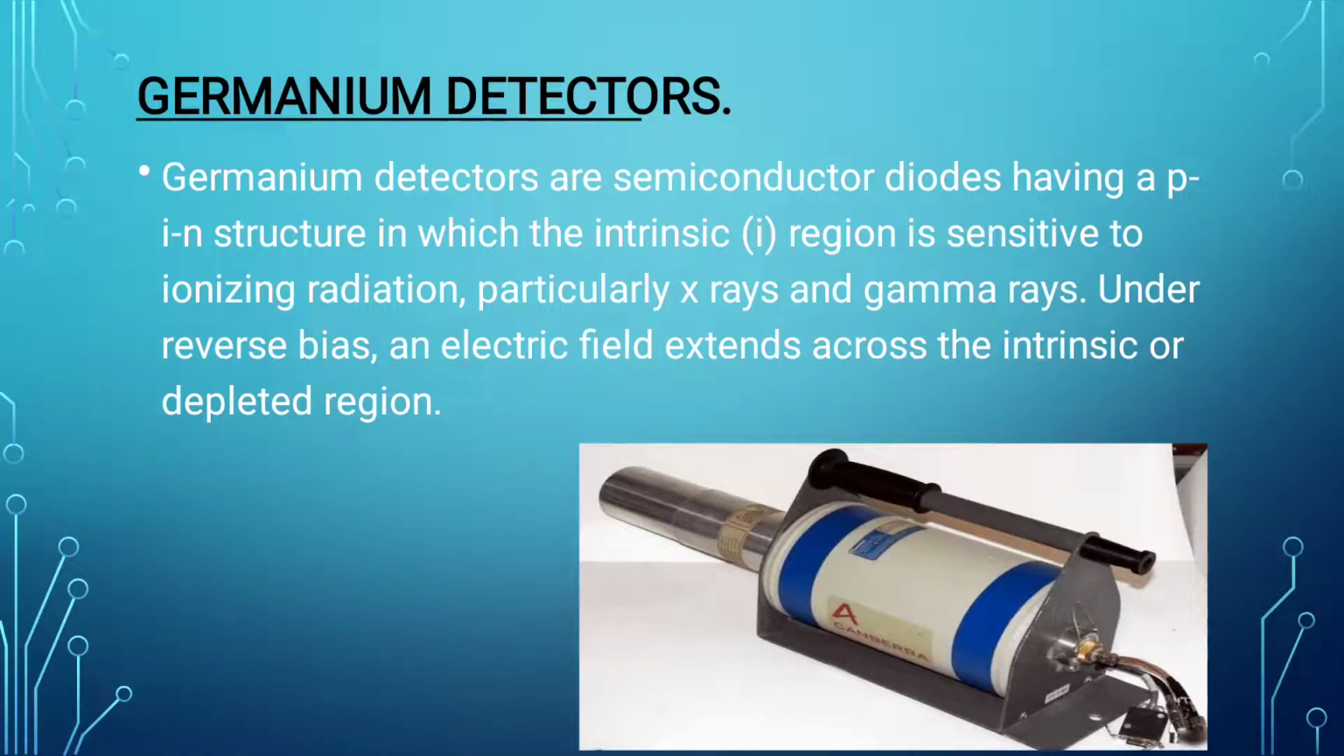Germanium detectors. Germanium detectors are semiconductor diodes having a PIN structure in which the intrinsic region is sensitive to ionizing radiation, particularly X-rays and gamma rays. Under reverse bias, an electric field extends across the intrinsic or depleted region.